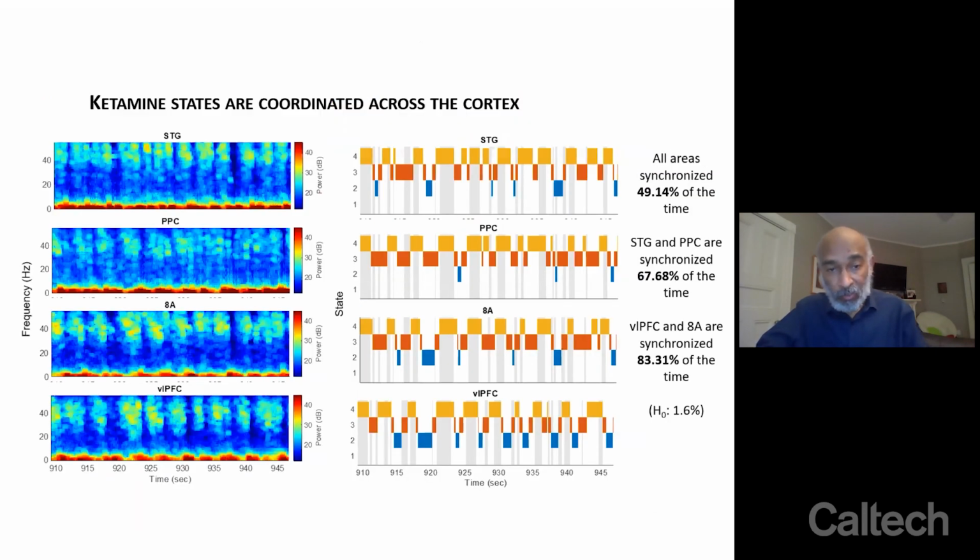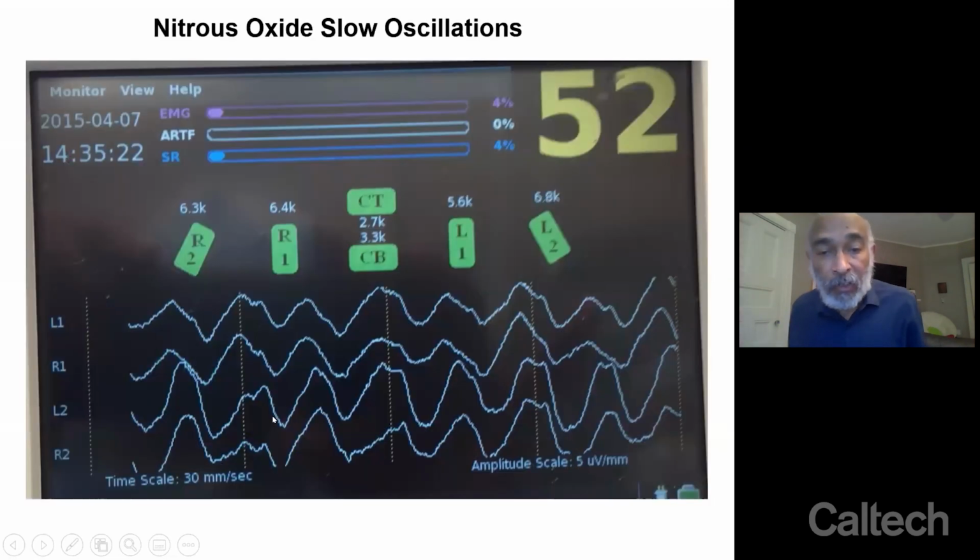And this is just another illustration of this, showing that the various down states, or the up states, are quite aligned across the various cortical areas. So let me talk about nitrous oxide.